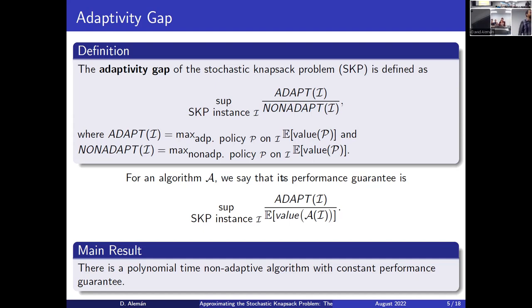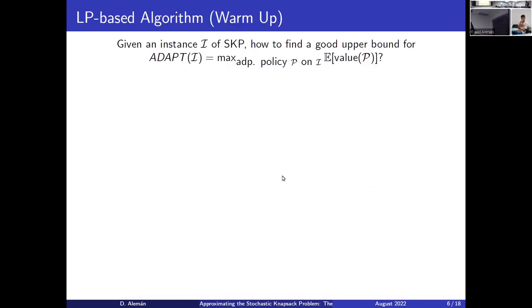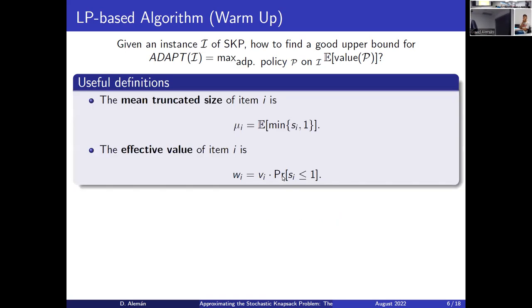Okay, so the main result of this paper is that the adaptivity gap is a constant. In particular, the authors give a polynomial time non-adaptive algorithm with a constant performance guarantee, which is quite surprising. So, back to our question: given an instance I of the stochastic knapsack, how do we find a good upper bound for adapt(I)? Before answering that question, I'm going to give some useful definitions.